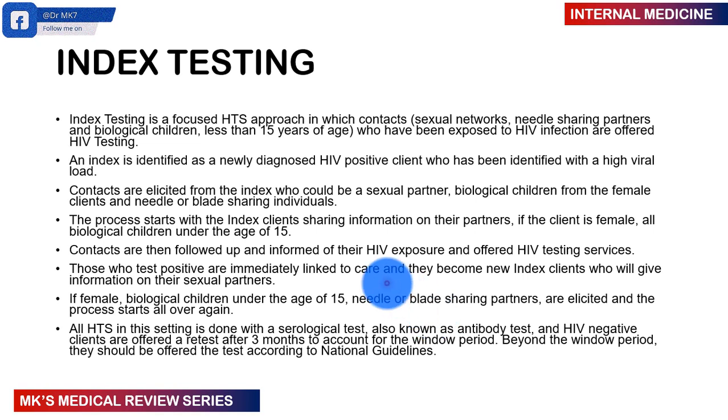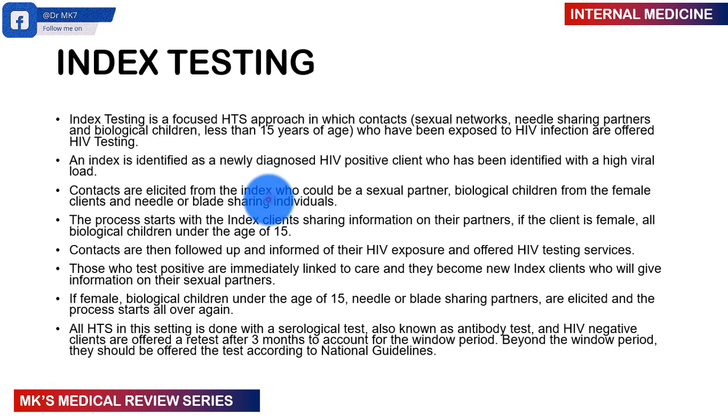Then, of course, there is partner testing or index testing, where you focus this HIV testing on the contacts, the sexual networks, the needle-sharing partners, the biological children, those that are less than the age of 15. So anyone who's exposed to HIV, you offer them this test. So an index is identified as an individual that is a newly diagnosed HIV positive client who has been identified with a high viral load. So that's what we call an index. So contacts are elicited from the index, the source. You can think of the index as the source, the patient who is actually spreading the infection.